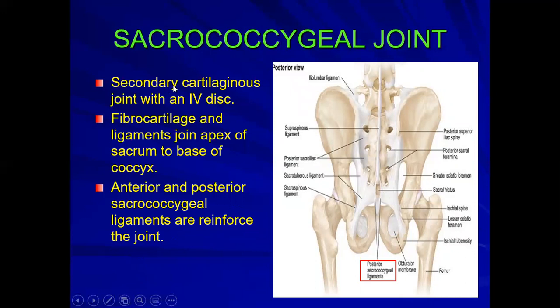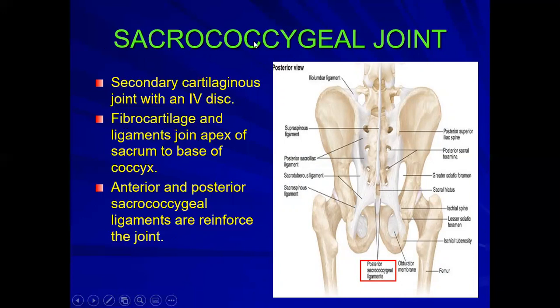And then the sacrococcygeal joint is a secondary cartilaginous joint with the IV disc. So there is the presence of the IV disc between lumbar number 5 and also sacrum number 1. Fibrocartilage and ligament join the apex of the sacrum to the base of the coccyx.